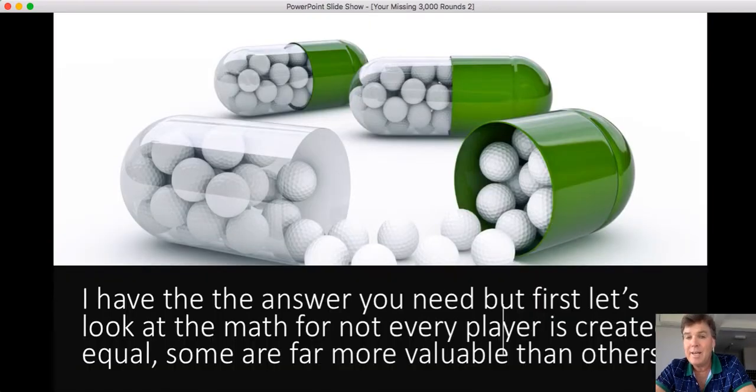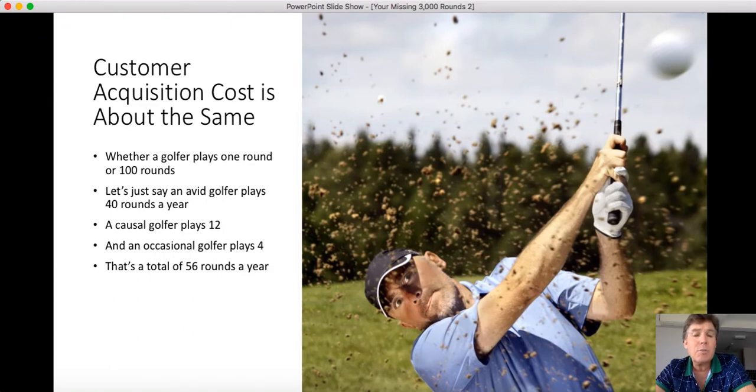I've got the answers you need, but first I want to show you some math, which I'm not very good at, so you'll have to follow along, that shows you that not every player is created equal. Customer acquisition cost is about the same whether the golfer you get plays 1 round or 100 rounds. Let's just say, for argument's sake, that an avid golfer plays 40 rounds, that a casual golfer plays 12 rounds, and that an occasional golfer plays 4 rounds. That's a total of 56 rounds a year.